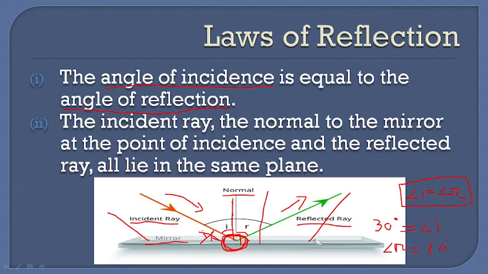So let me erase this. Now it is clear what these two laws of reflection are telling. The first law says the angle of incidence is equal to the angle of reflection. The second law says that the incident ray, the normal to the mirror, and the reflected ray all lie in the same plane.